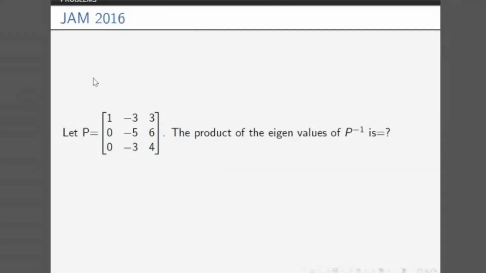The product of eigenvalues is the determinant. So P inverse, if the determinant is non-zero, then the product of eigenvalues of P inverse is 1 by the determinant of P. Here the determinant is minus 2, so the product of eigenvalues of P inverse is minus 1 by 2. Yeah, sure. That is one way of doing it.